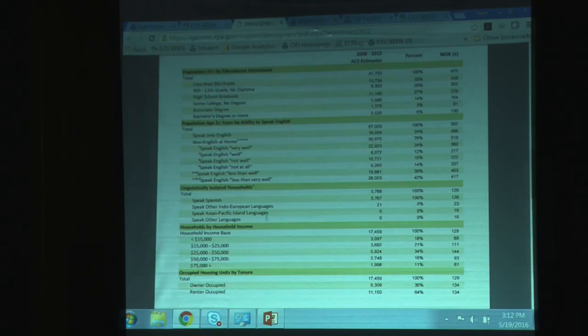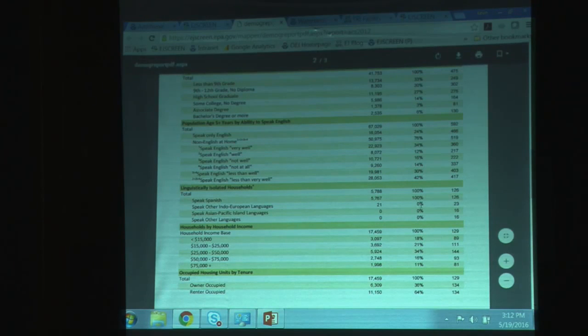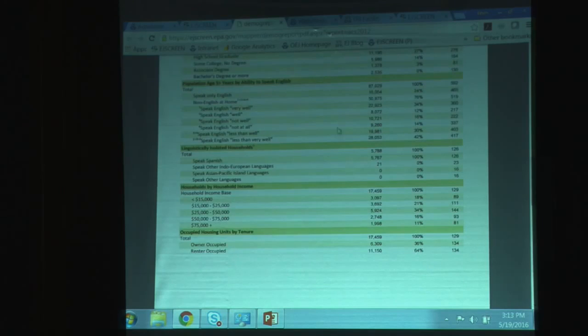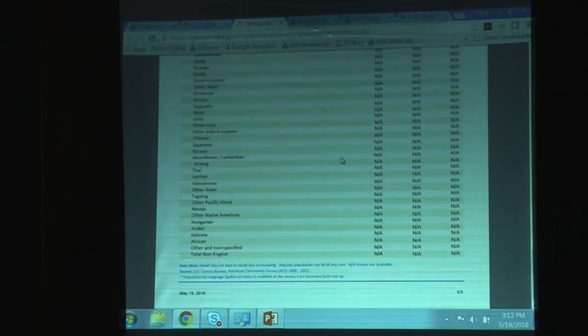That's also true in terms of income. We have income levels broken down. We can see, for example, that it seems like 18% of households make less than $15,000 a year. 21% make between $15,000 and $25,000 a year. 34% make between $25,000 and $50,000 a year per household. So you can get a sense of what the average economic levels are and if there's, again, disparities or if it is relatively the same. So just a lot more demographic information that you can use.